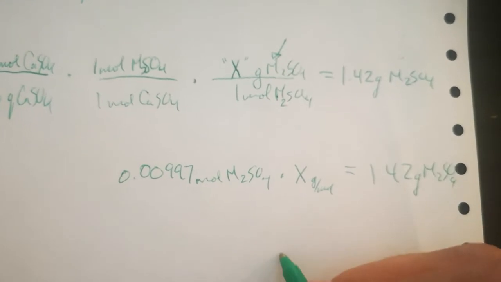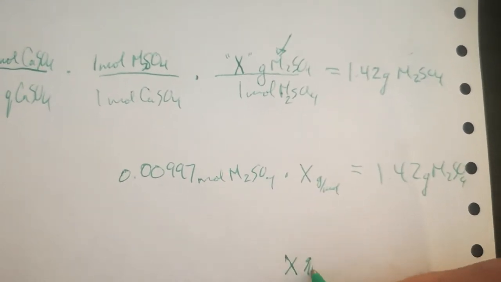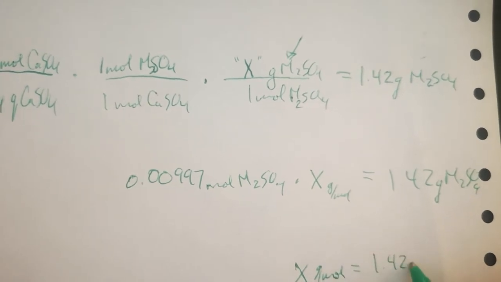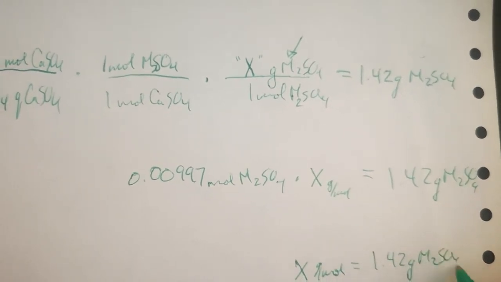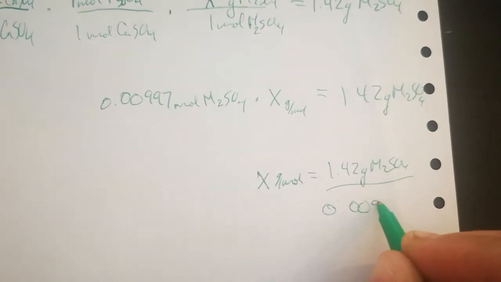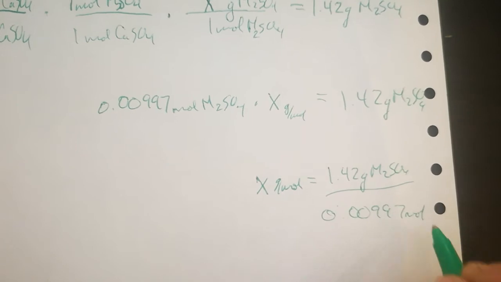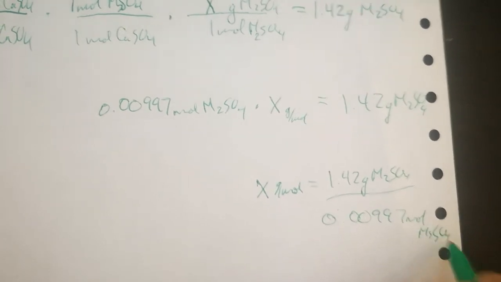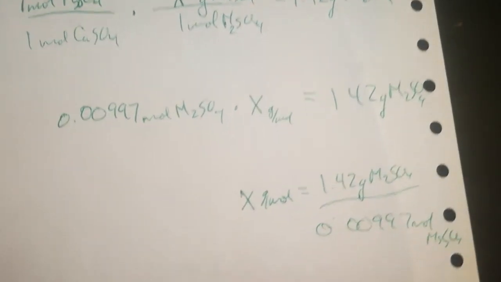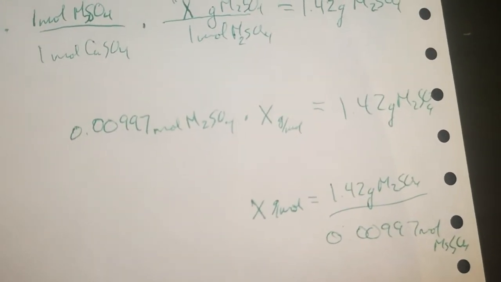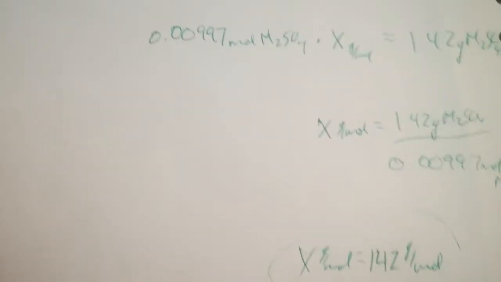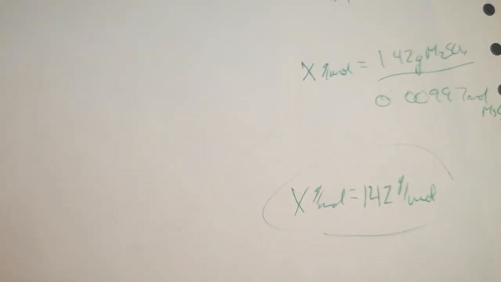Now we're going to solve for X. So X, in terms of grams per mole, is equal to 1.42 grams of M2SO4 divided by 0.00997 moles of M2SO4. And what we end up with is our molar mass is 142 grams per mole. That's about the only certainty we have here, is 142.